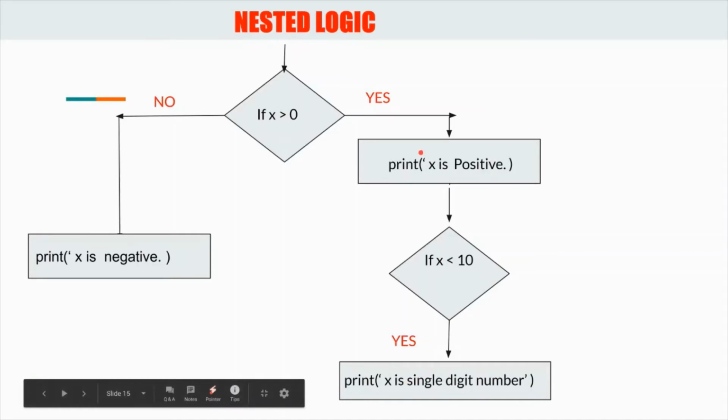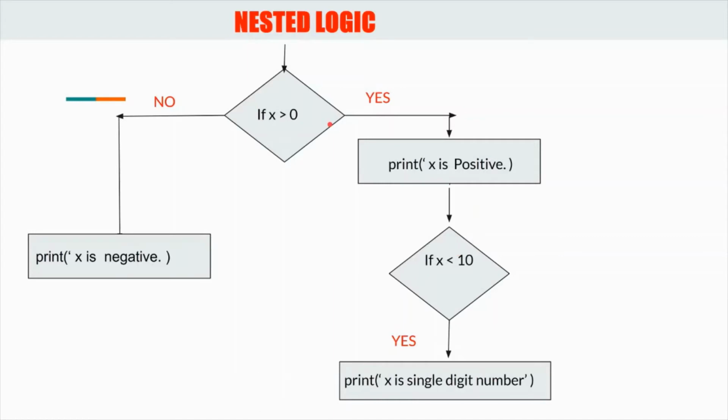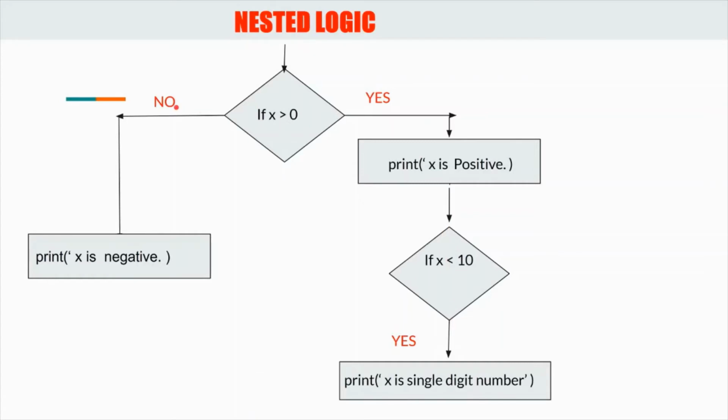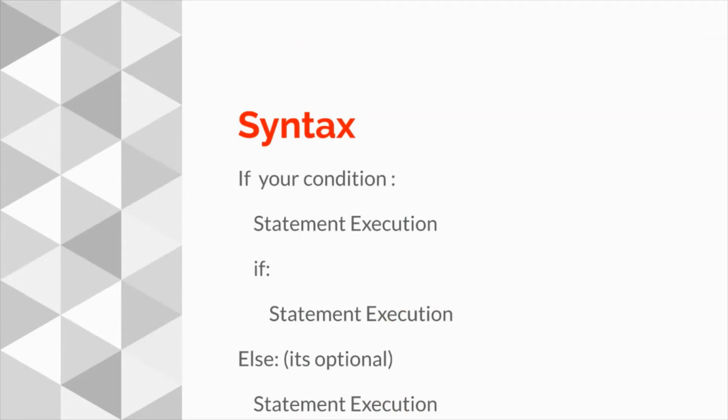This will go in this block only when this condition is true. If x is greater than 0, then and only then it will enter this branch. But what if x is not greater than 0? Then it will go to this side, no, and it will print x is negative.